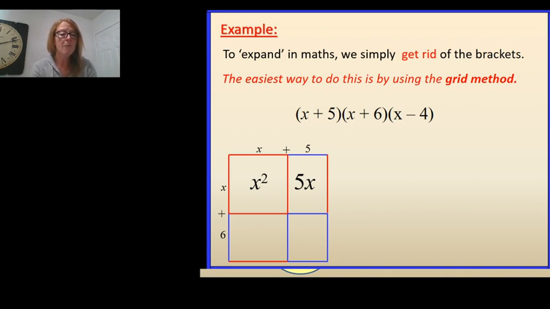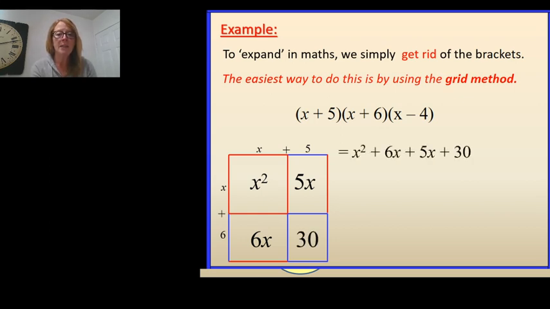For the bottom left box, we're looking at positive 6 times x, so positive 6x. And the last box, bottom right, and if you're going to go wrong, it will be on this box, because for some reason people add rather than multiply. Just remember, everything in your grid you are multiplying. So we're doing positive 6 times positive 5, which is positive 30.